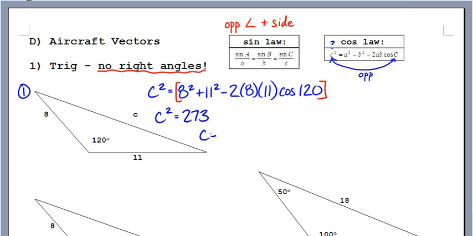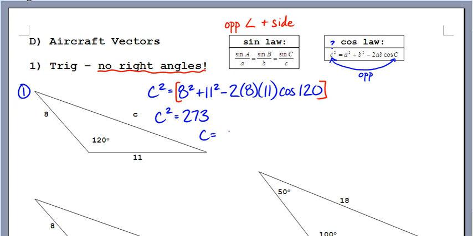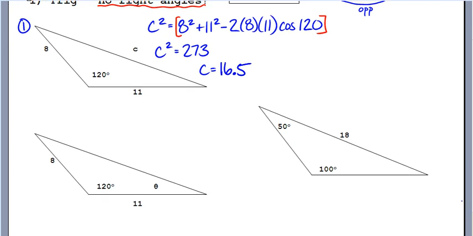And then we want to take the square root of that to get C isolated. Take the square root of 273 to get 16.5. There you go. That's cosine law. Not too bad. It's going to set up like that all the time. So let's take that value of 16.5 and add it into triangle number 2.